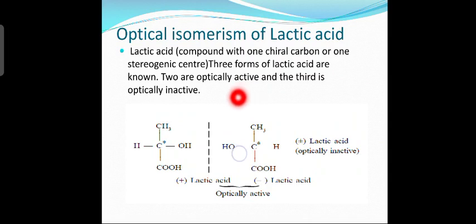Three forms of lactic acid are known. Two are optically active and the third is optically inactive. The molecular formula of lactic acid I already told you in the previous slides: CH3, CHOH, COOH. It has one chiral carbon. A chiral carbon, or stereogenic center, is one which is linked to four different groups or atoms.